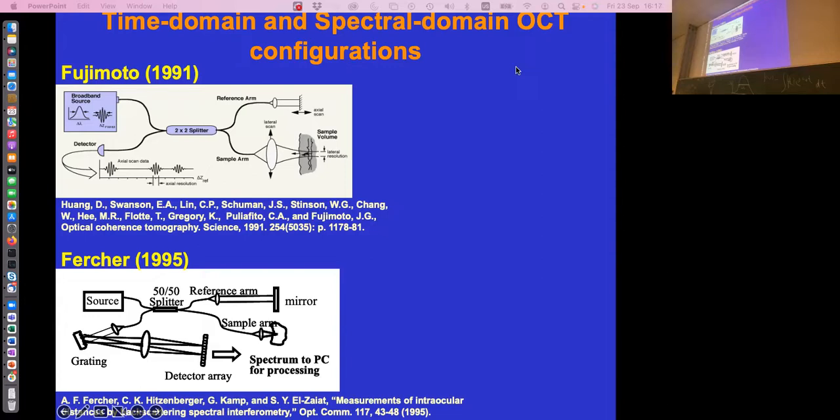Then in 1995, Berger, who is from Austria, came up with an alternative approach to doing OCT. He said, you know what? I'll take my reference arm, but I keep it fixed in place. And in my detection arm, I want to introduce a spectrometer.